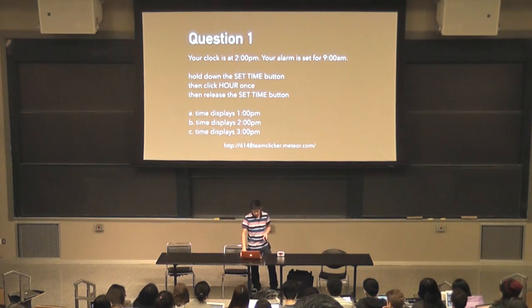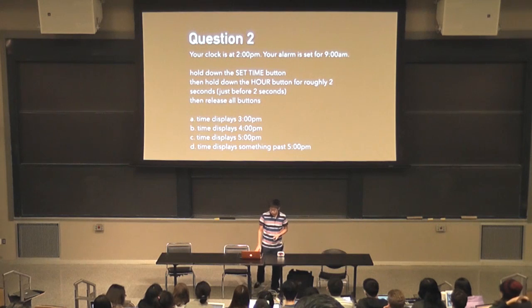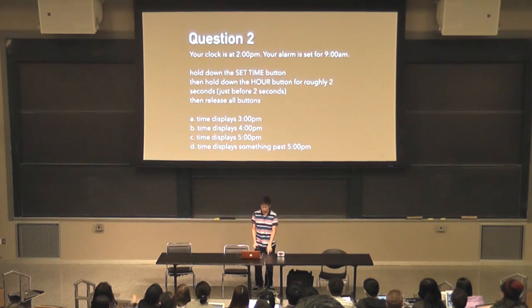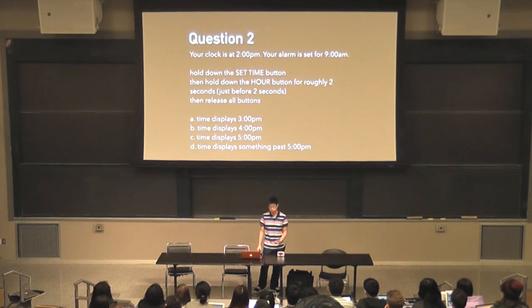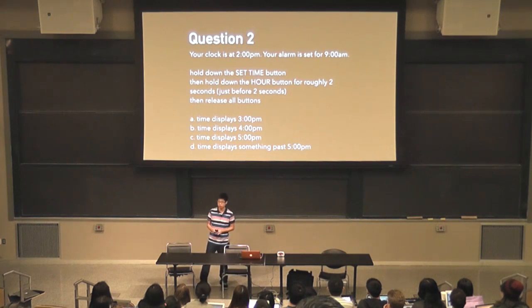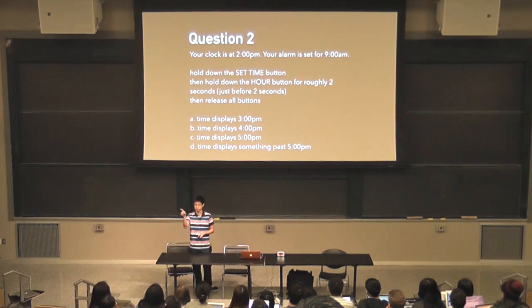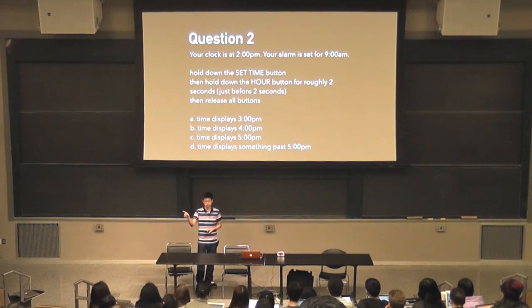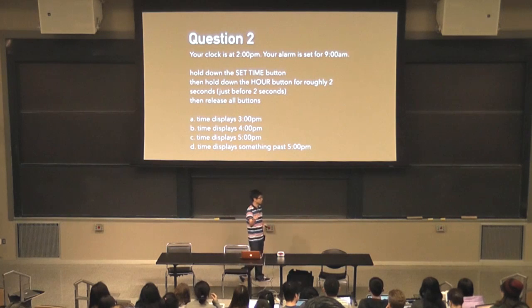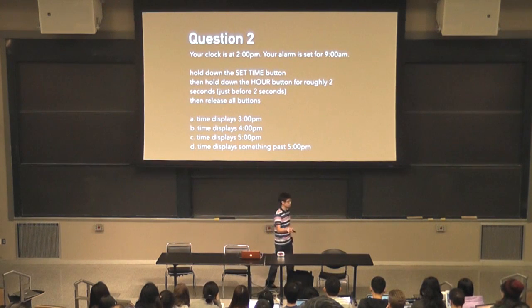All right. Question 2. Your clock is set to 2 p.m. Your alarm is set to 9 a.m. You hold down the set time button. Then you hold down the hour button for roughly 2 seconds, or just before 2 seconds. You release all buttons. What time does your alarm clock say now? 3 p.m., 4 p.m., 5 p.m., or something past 5 p.m.? No talking to your teammates. Give you a couple seconds.